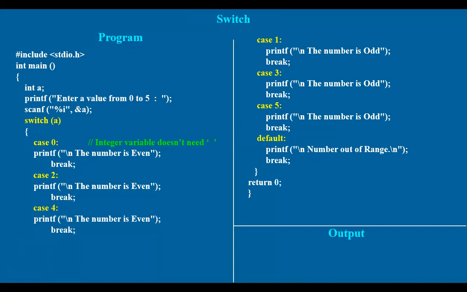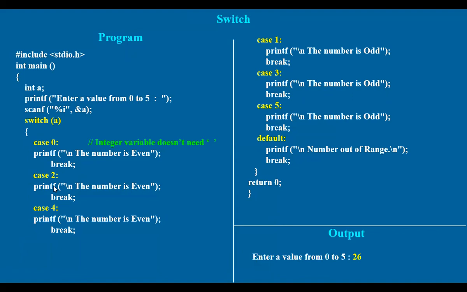Compile and execute. Let us see the output. Enter a value from 0 to 5, and we entered 3. The number is odd, so it has come to this position and is executing these statements here. Next, run it again, and now we have given 2. It says the number is even. So for 2, it has come to this, and it says the number is even.